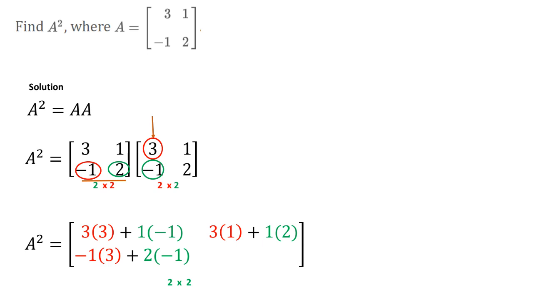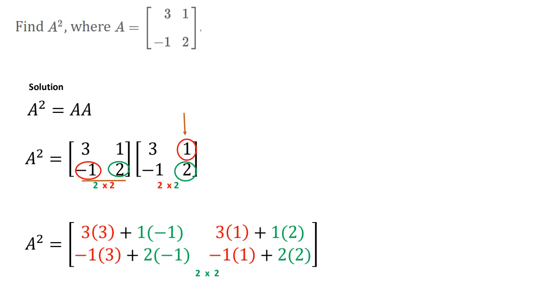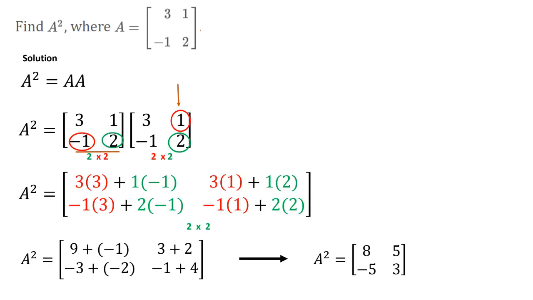Okay, and then the last one, row 2, column 2. That's address 2 2. It goes right there, right? Negative 1 1, 2 2. Then I just add these values. So the resulting matrix, 9 minus 1 is 8, 3 plus 2 is 5, negative 3 minus 2 is a negative 5, negative 1 plus 4 is 3. Yes? So this is how we do matrix multiplication.